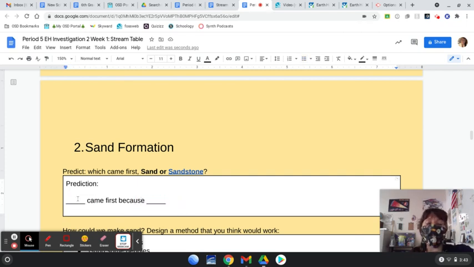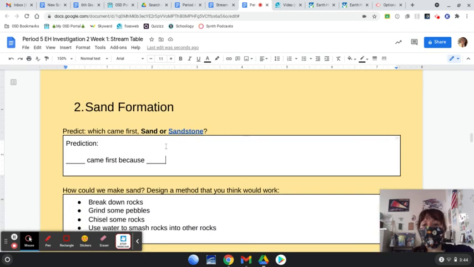And so you can think about what you think should come first. Does sand come before sandstone? Is sand required to make sandstone? Or is sandstone required to make sand? So think about that and then write your prediction down there.